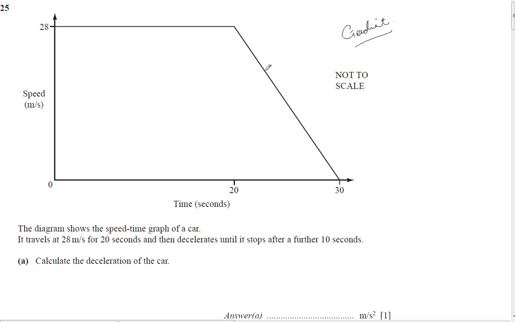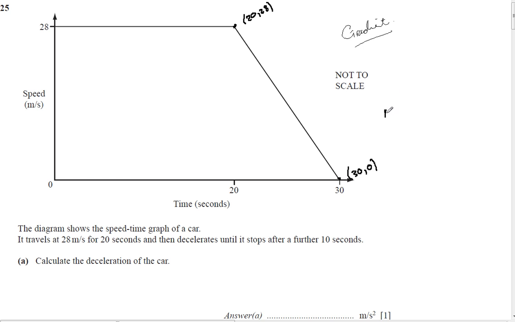So if we want to get the deceleration over this time period from 20 to 30 seconds, we just need to know the end points of the starting time and the ending time. This point is 20 and 28, and this point is 30 and 0. To get the deceleration of the car between these 2 points, all we do is get the gradient between these 2 points.